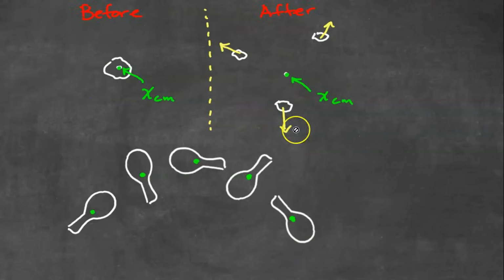So here's a couple examples of the center of mass. On the top left here, we have an object that is about to explode, break up into pieces. This is before it explodes. And then after it explodes, notice that the pieces are flying in all different directions. But the center of mass is still at the same location as long as there's no net force acting on the system.